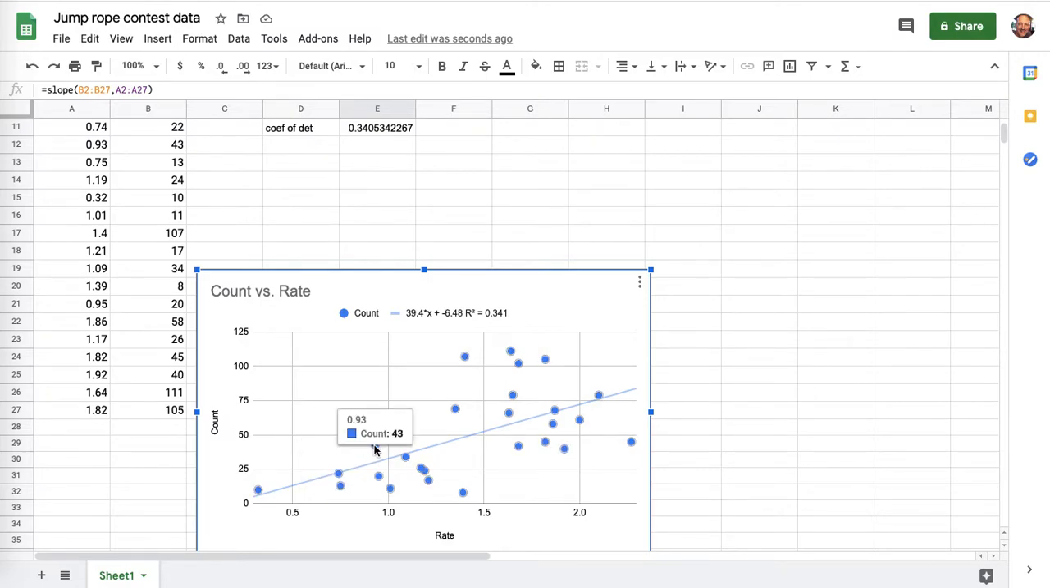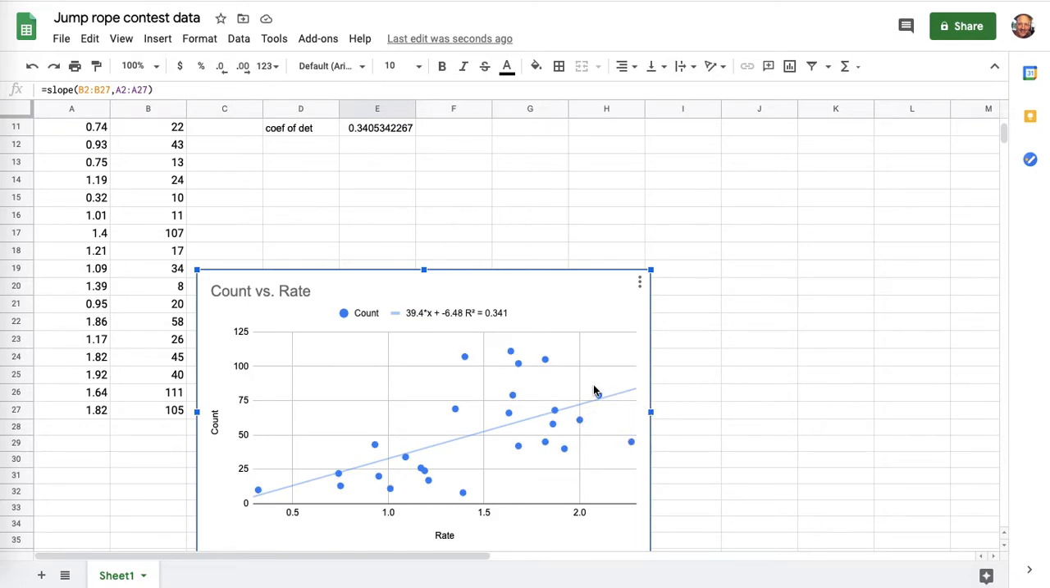They get fewer jumps. Our slowest jumper only makes it through 10 before they trip on the rope. The contest winner, well, that's somewhere up here. Let's see, count, our highest count is this one, 111. 111 jumps was being done at 1.64 jumps per second, a pretty good speed. And we have some other fairly high counts in this range. So there's a sweet spot somewhere in here, perhaps. And then perhaps these people are simply going too fast.